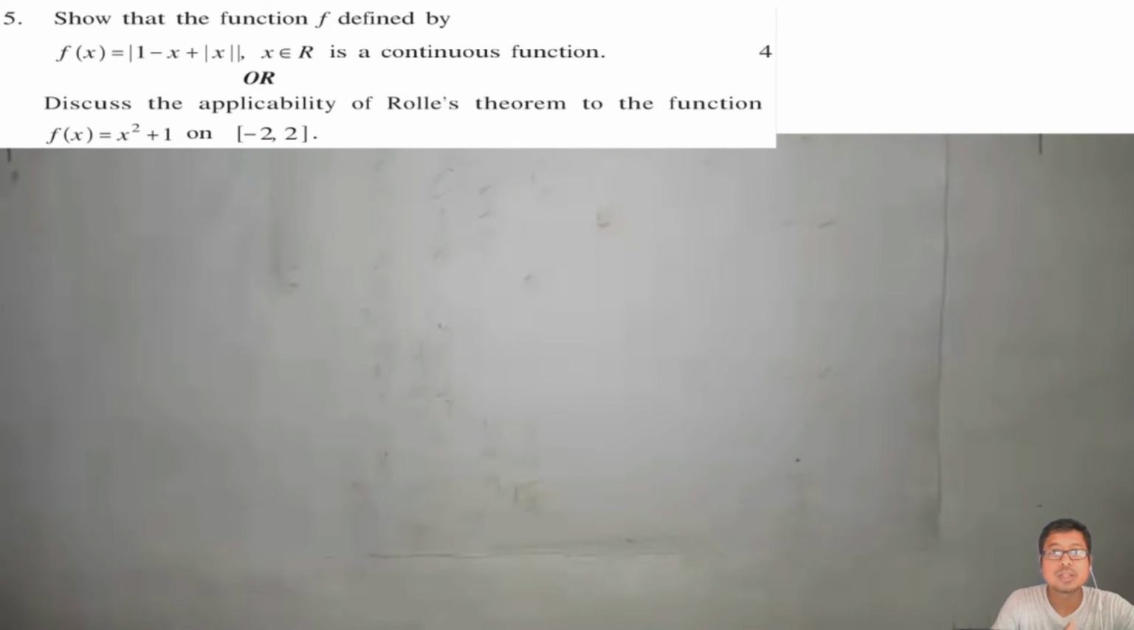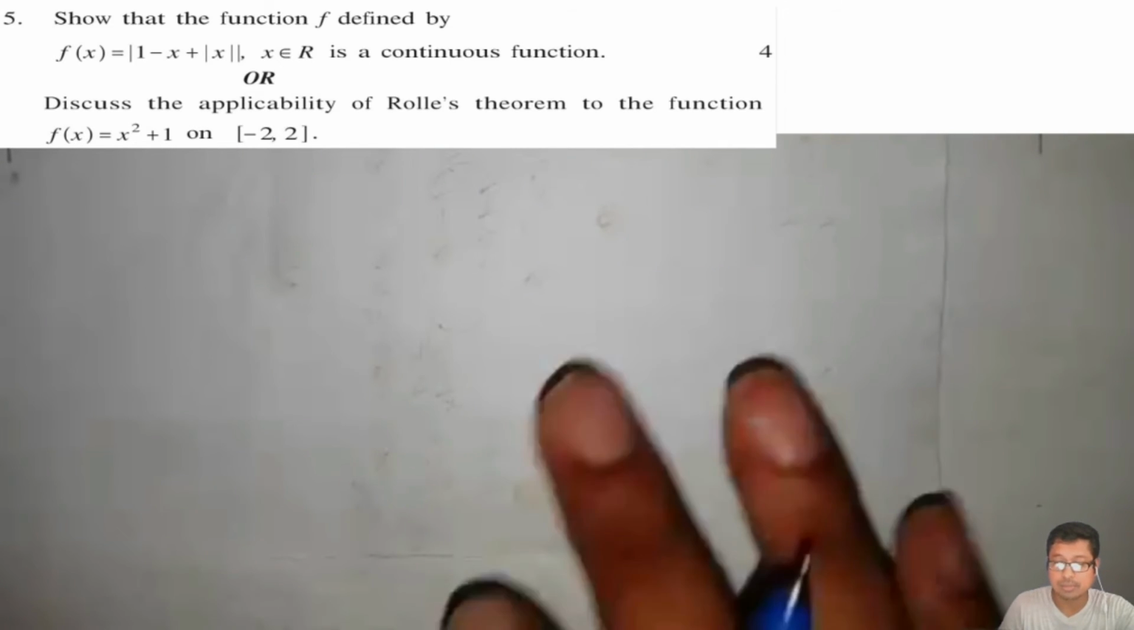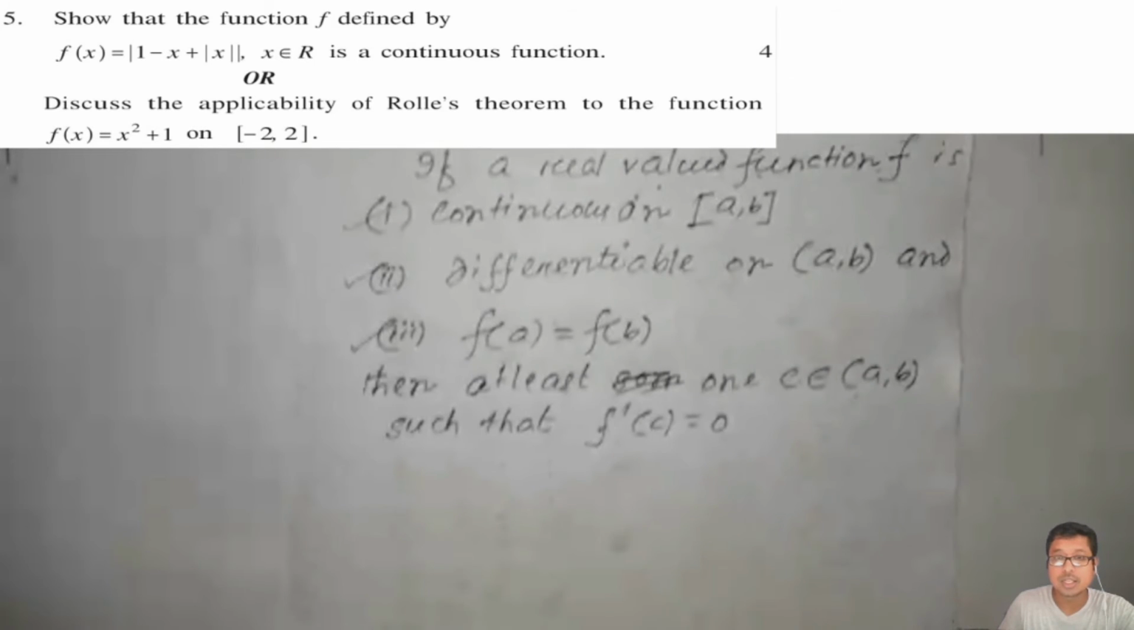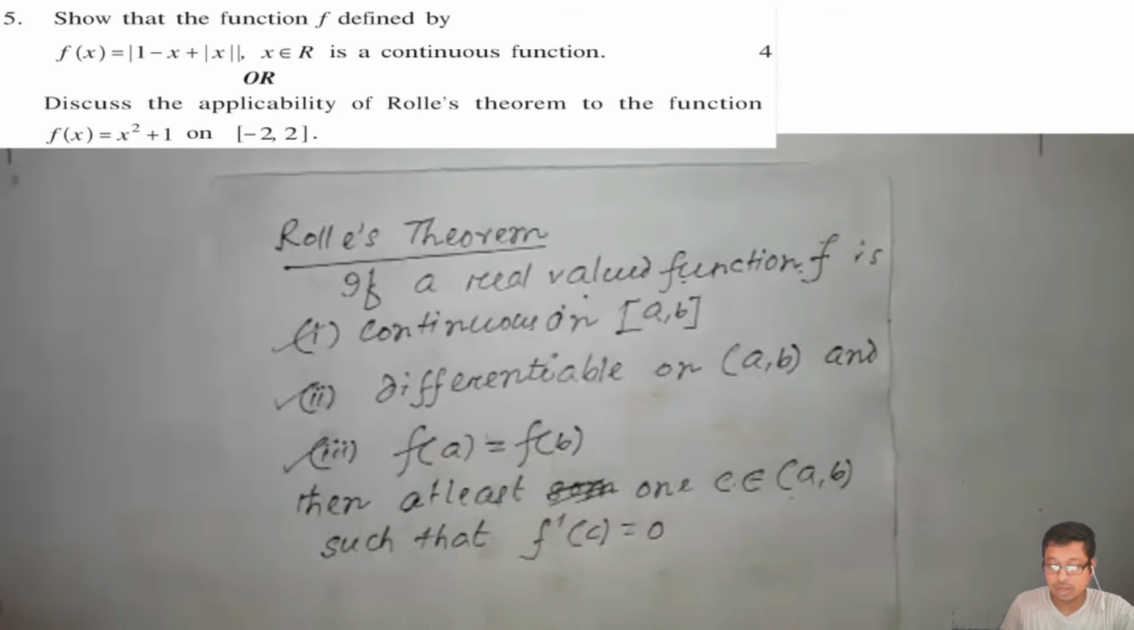Okay, let us now consider part of question number 5. Discuss the applicability of Rolle's theorem to the function f of x is equal to x squared plus 1 on the closed interval minus 2 comma 2. If you want to solve this problem, obviously we need to know the statement of Rolle's theorem, and you can see this is the statement of Rolle's theorem.